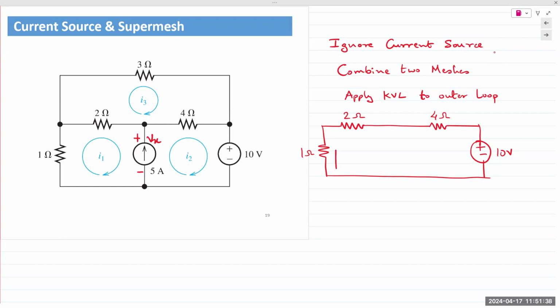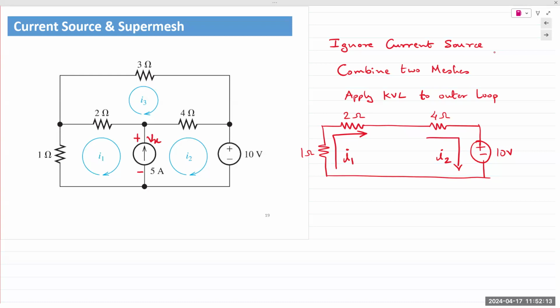So you still have I1 flowing on the left side, and you have I2 flowing on the right side. Again, this is a theoretical analysis. It might seem as if I1 and I2 are the exact same, but they're not. All we are doing is applying KVL to the outer loop, but we still have to take into account all the exact same currents that we assumed at the beginning of our analysis.